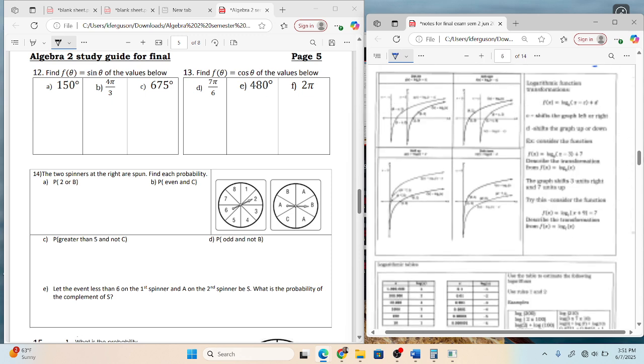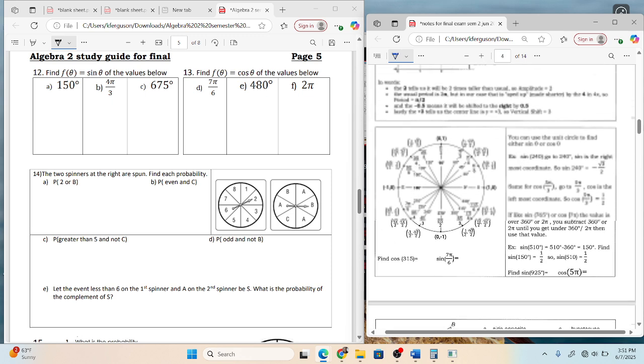There we go. So I can use this chart to find what cosine of 315 is, or sine of 7 pi over 6, right? Like I said, there are some that I put in the notes just to give you a couple more examples. But here, I need to find sine of 150.